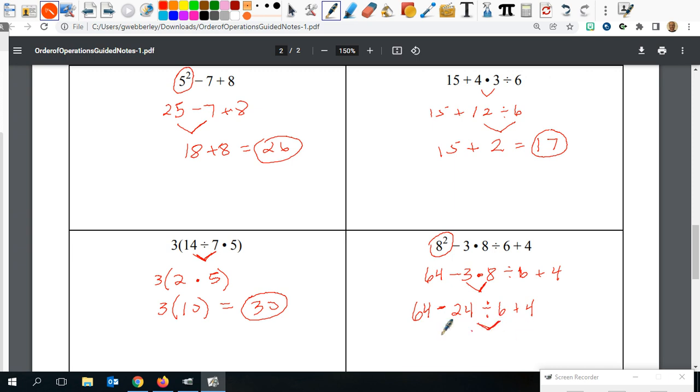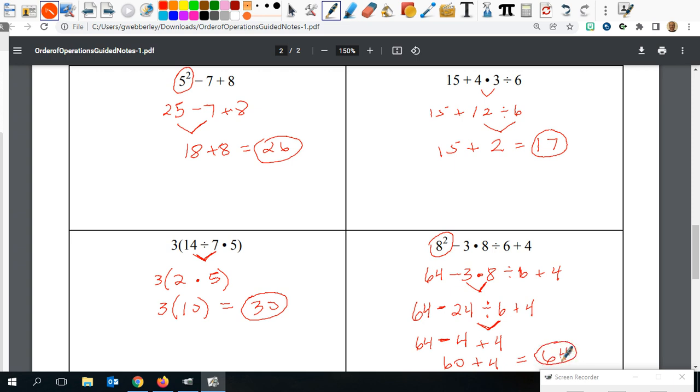So we still have 64 there, minus again. 24 divided by 6 is what number? 6 times what number gives us 24? 4. Yeah, so 6 times 4 is 24, so 24 divided by 6 is 4. Okay, so now I could go left to right, and that's because I've got a minus and a plus. So now I could do 64 minus 4, which is 60. But then adding 4 again brings us back to 64. So our final answer there should have been 64.